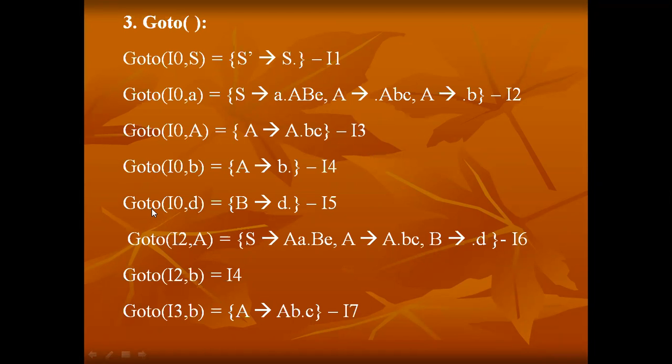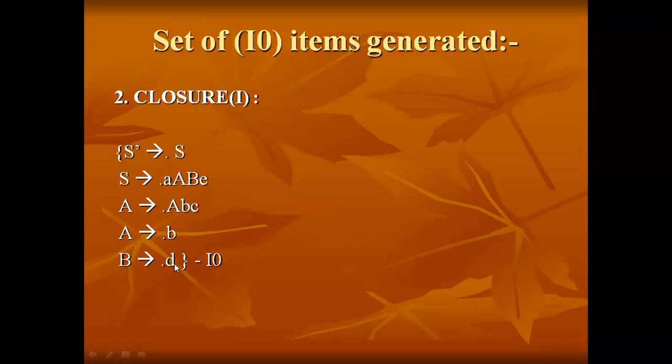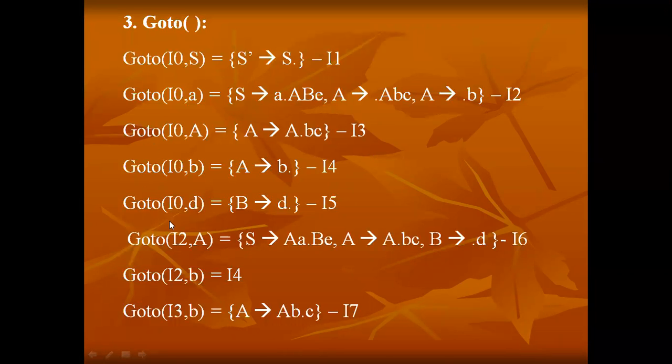And next, from the I naught, what is the last one? D. So I am calling goto of I naught comma D. After processing, it becomes B tends to D dot. That is, again, a new production rule, so I am giving it the number I5.